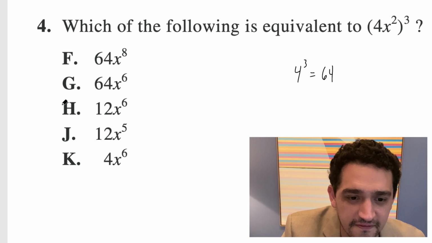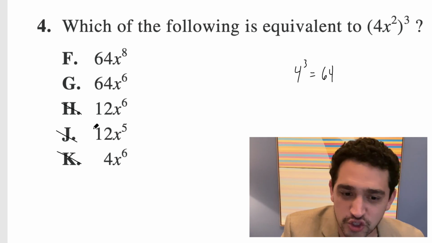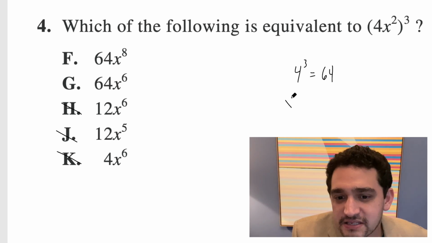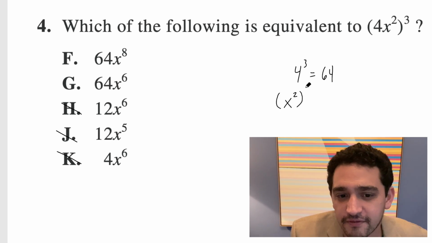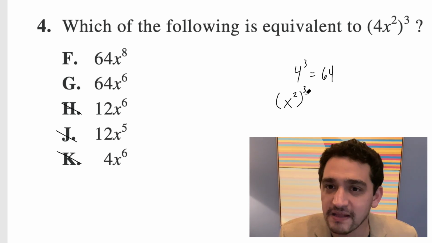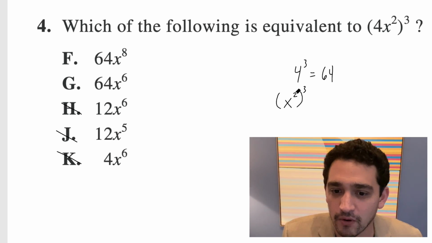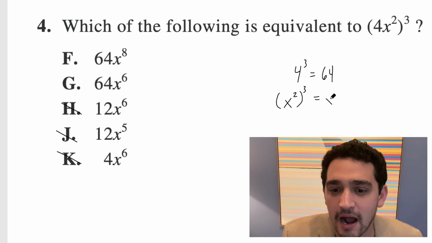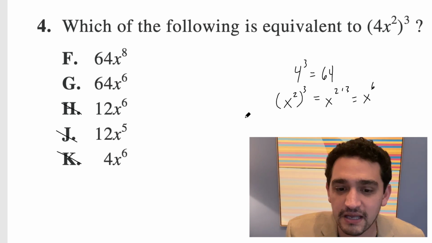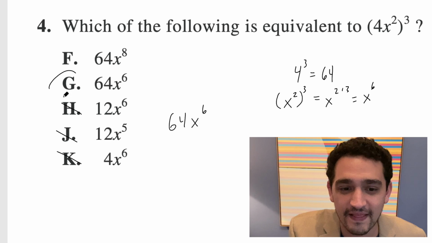We can cross off H, J, and K that give us 12, 12, and 4. And then we consider x squared to the power of 3. When we have this, don't forget, the power of a power means you multiply the powers. This becomes x to the power of 2 times 3, or x to the power of 6. Our answer is going to be 64 x to the 6th, and that's G.